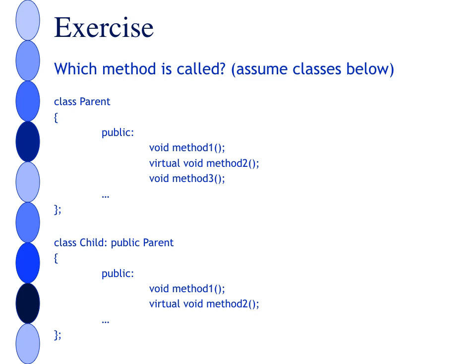So let's look at another exercise here. We want to determine which method will be called, assuming the two classes below here. There's a parent class, which has 3 methods: a method 1, a virtual method 2, and a method 3. And then child is derived from parent, and child has 2 methods, method 1 and a virtual method 2.